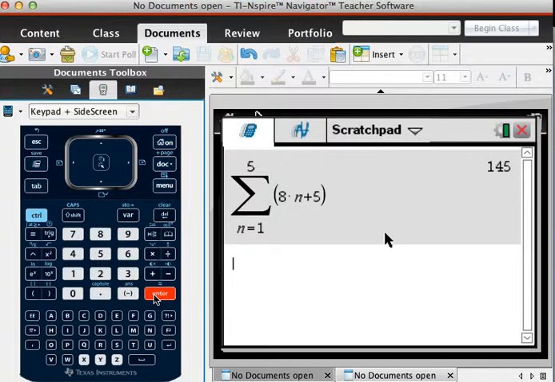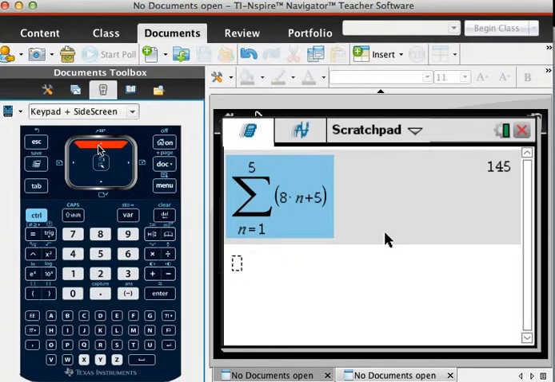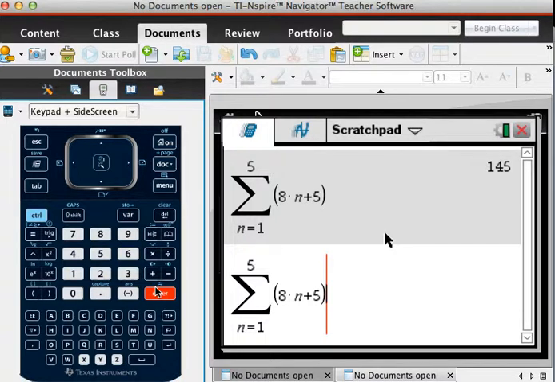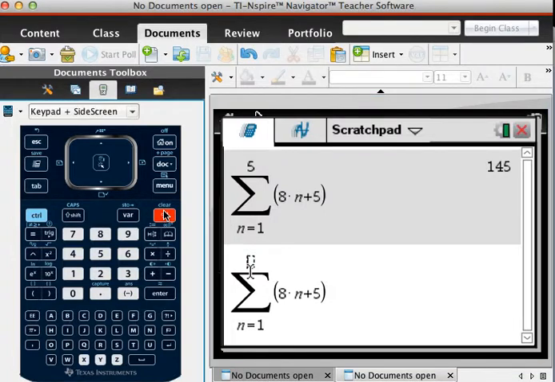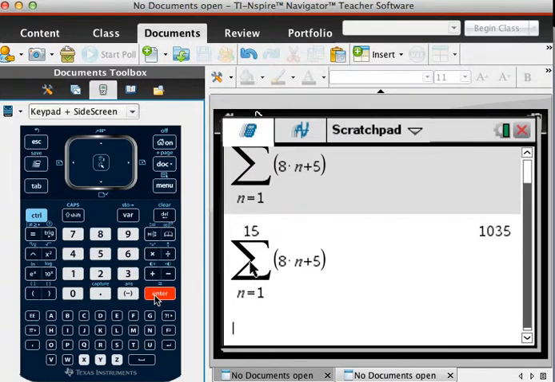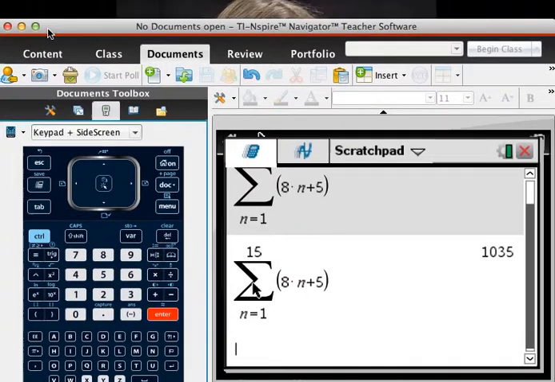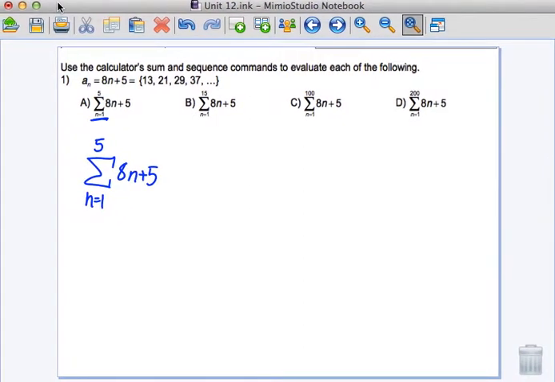Let's look at B real quick. I don't feel like typing everything in the calculator again, so I'm just going to highlight that and pull it down here. The only thing that is going to change from A, B, C, and D is your end value. So for B, it's going to be 15, and push enter. Do the same thing for C and D. You'll find those answers pretty quickly. It doesn't take a lot of time. Just write down the answers by the sigma notation. So that's the second page of the packet.